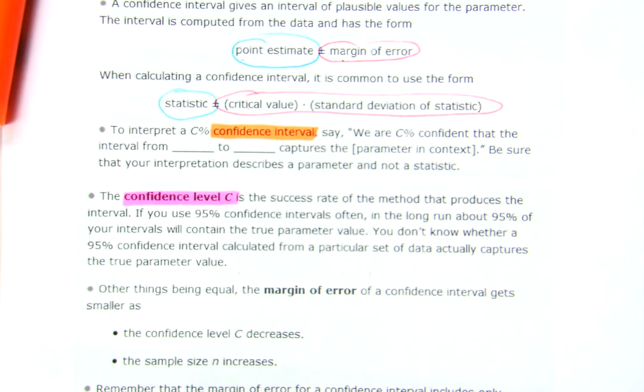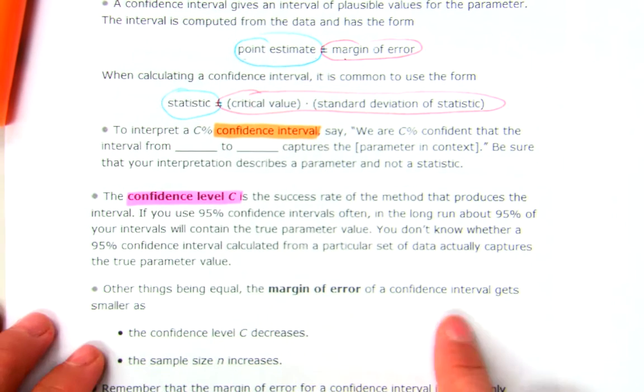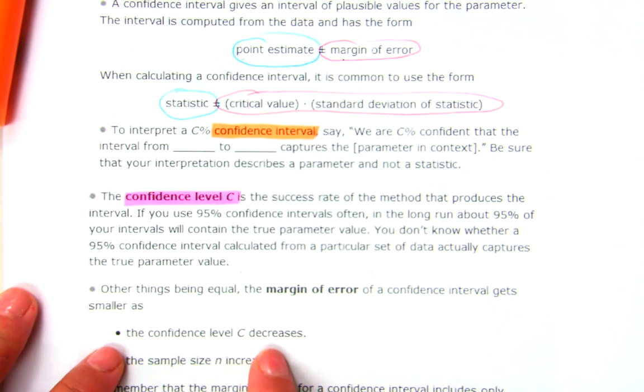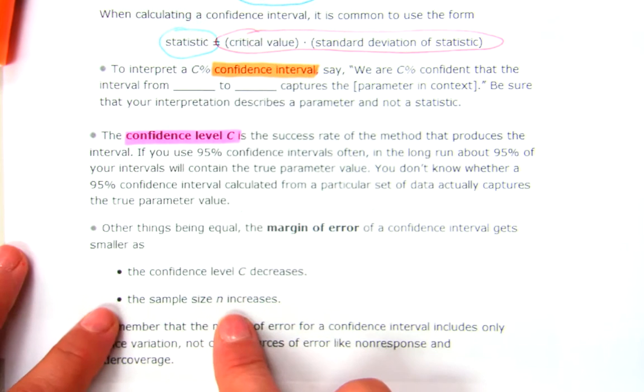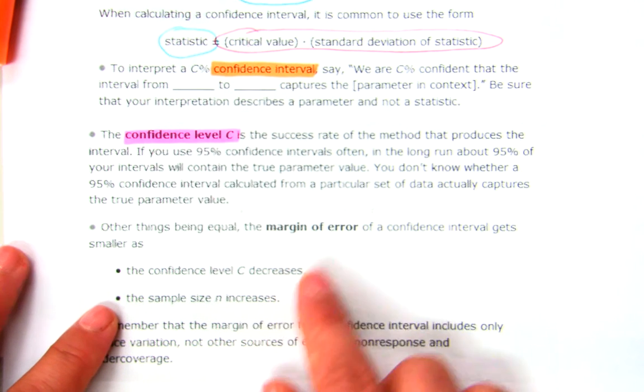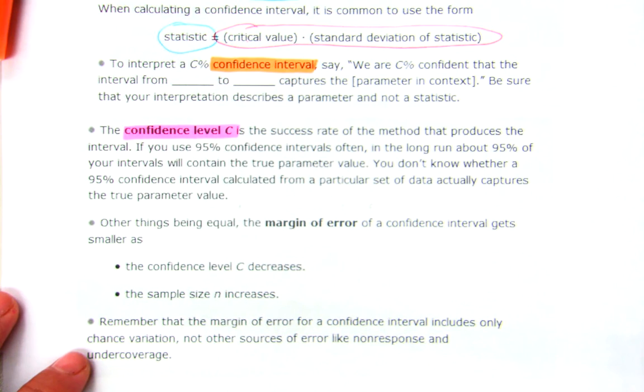Okay. Other things being equal, the margin of error of a confidence interval gets smaller as the confidence level decreases, and the sample size n increases. All right, those are your two that go with the margin of error. And then remember that the margin of error for a confidence interval includes only chance variation, not other sources of error like non-response bias or undercoverage.